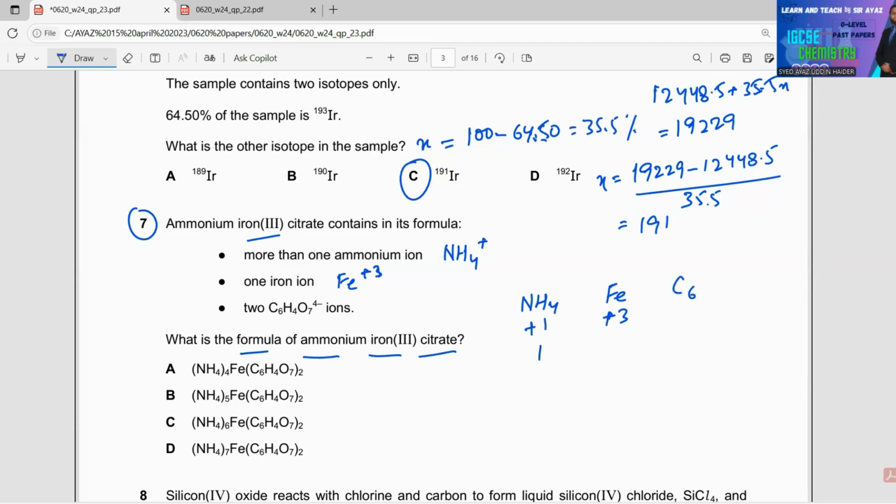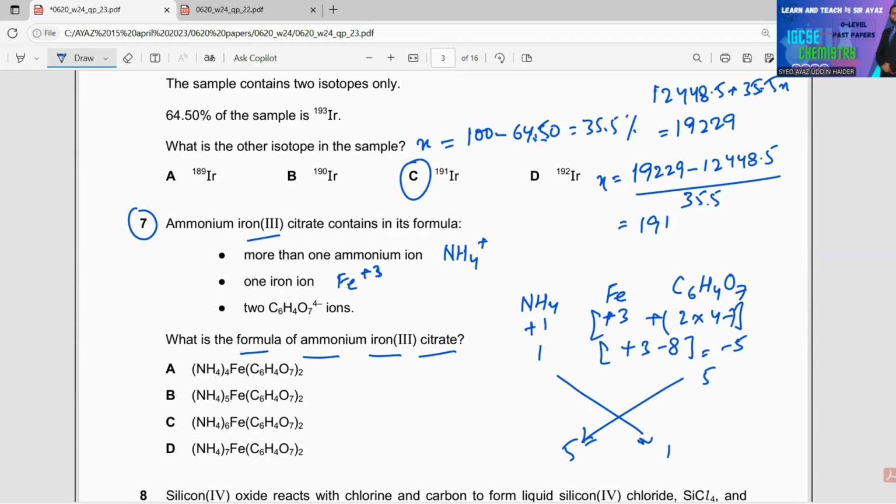And we have 2 C6H4O7 ions, so 2 multiplied by 4−. So this whole becomes +3 minus 8, which is −5. Ignoring the charges, it becomes 5. Do the cross. We'll definitely have 5 moles of NH4+ ion here, and they have already mentioned we have only one iron ion and 2 C6H4O7 ions. So it must be B. You see, in B, it's (NH4)5 Fe(C6H4O7)2. So B must be the right answer in this case.